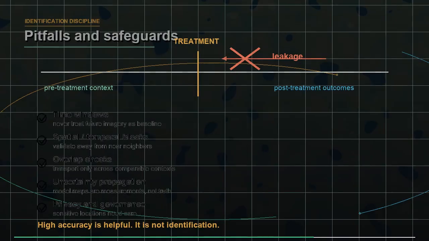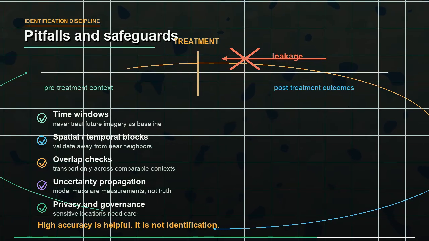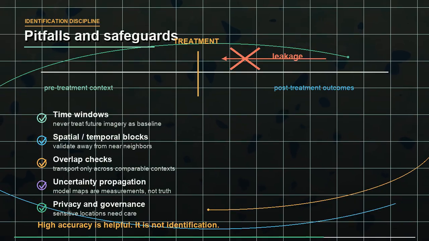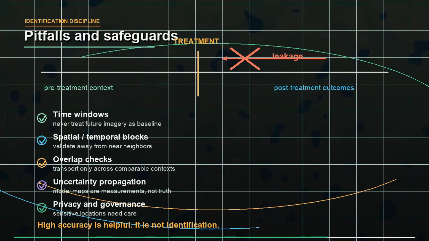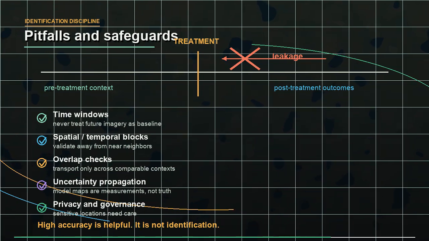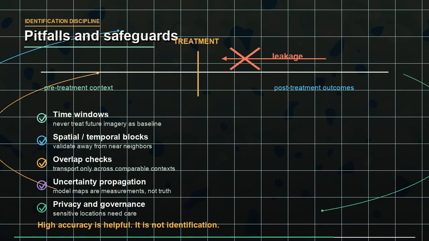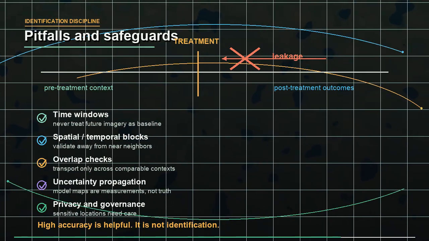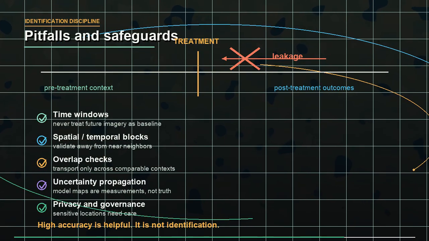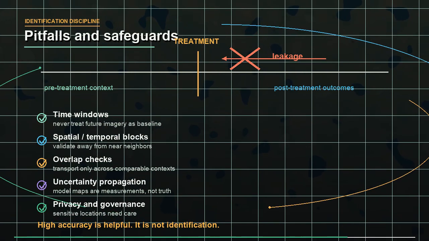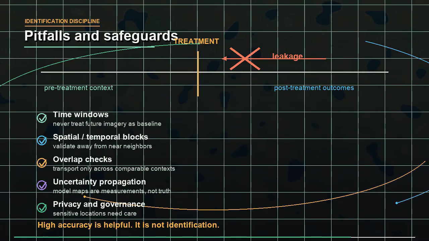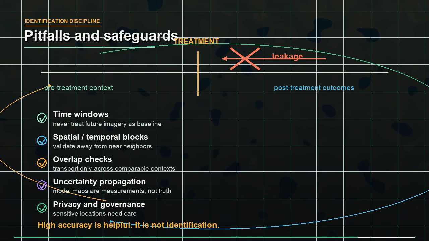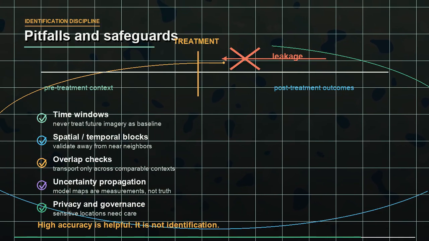The agenda is powerful because the data are rich, but that richness creates failure modes. The biggest one is leakage, using imagery captured after treatment as if it were pre-treatment context. Spatial dependence is another. Nearby units are not independent just because rows in a data set are separate. High-dimensional models can overfit small experiments, and transportability can fail when target places differ in ways the imagery does not capture. The safeguards are concrete: time windows, blocked validation, overlap checks, uncertainty propagation, and ethical handling of sensitive locations.